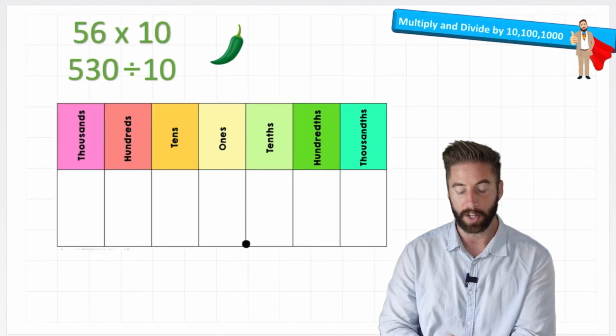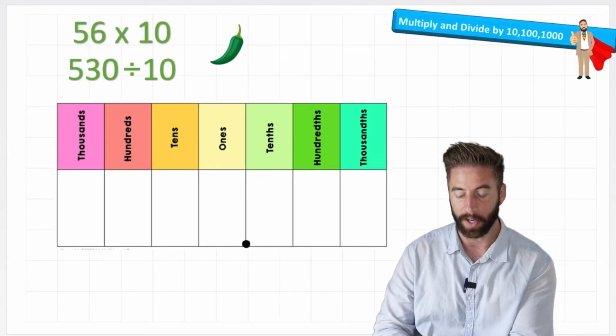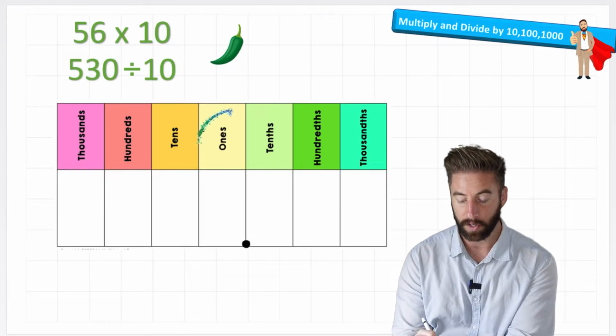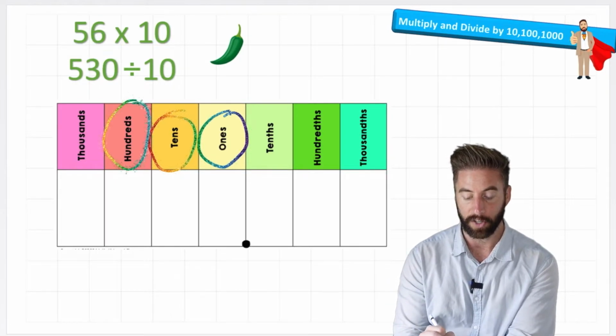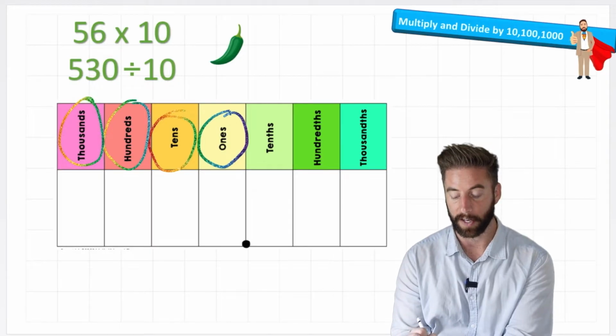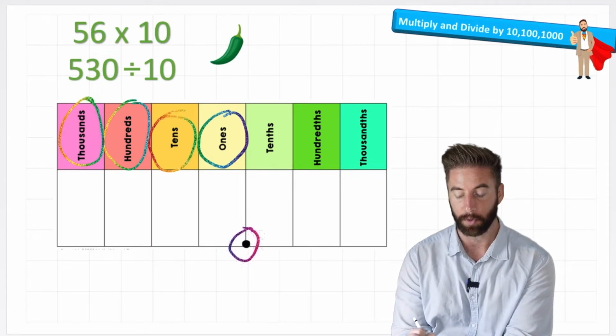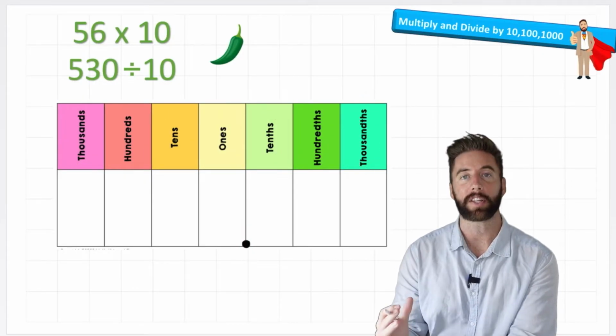Well, we're going to use the place value chart. I've got one here for us. We can see our ones, our tens, our hundreds and our thousands. We've actually got things below the decimal as well. This is our decimal line, and then we have tenths, 100ths and 1000ths. So how can this help us?